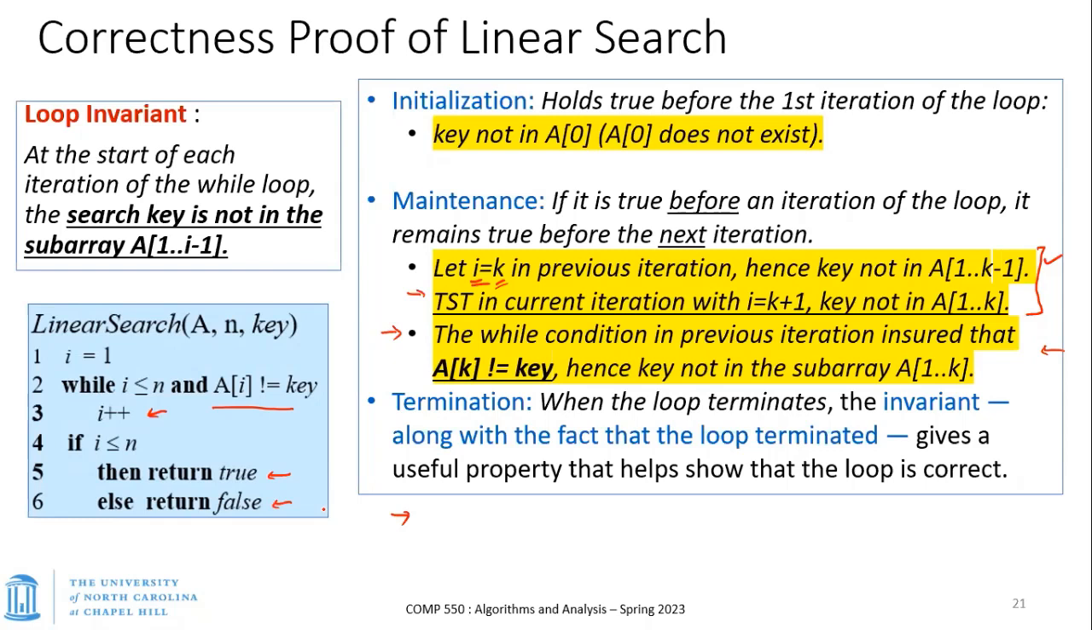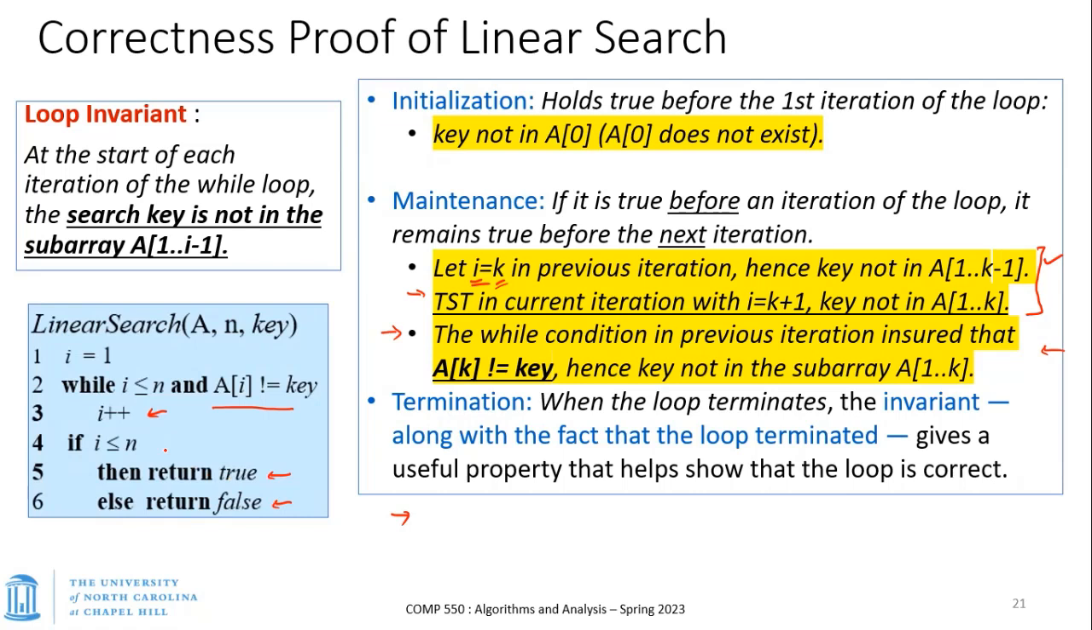Yeah. So essentially what you're saying is that there are two possible ways of terminating this loop, right? One is that I went all the way till the end, in which case the value of i would be n plus 1, okay? And if i is n plus 1, then the loop invariant is saying that key was not in A from 1 through n, then it wasn't found, okay? And in which case it's going to return a false, right?